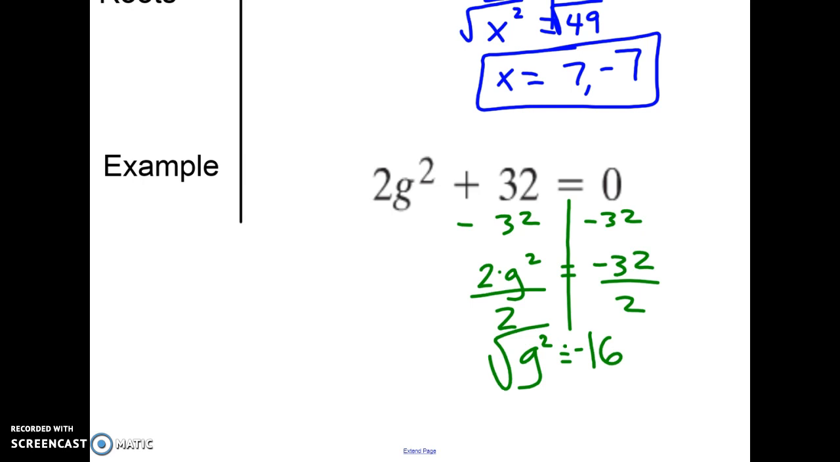Or if you take the square root of negative 16 in your calculator, more than likely you're going to get an error. So there is not one number that you can multiply by itself to get a negative. So whenever you take the square root of a negative, you know that you have no solution.